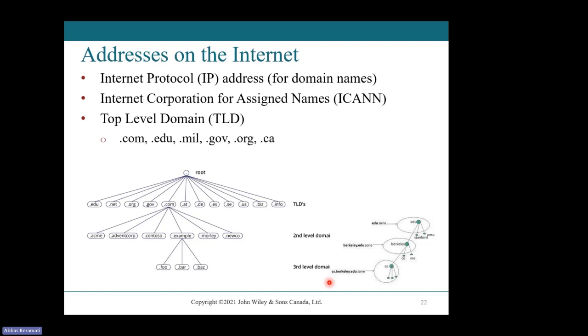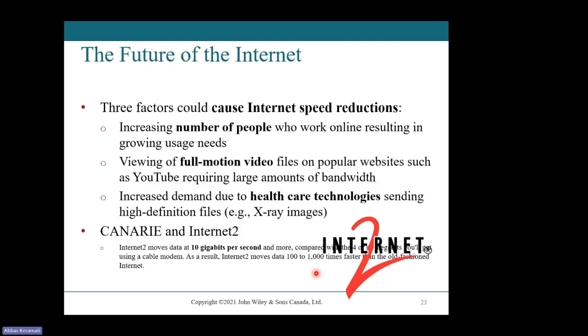For example, Amazon.com or Amazon.ca, that's a top level domain. And then sales.amazon.ca, that's a second level domain. Does it make sense? brocku.ca is a top level domain, and my.brocku.ca is a second level domain. And then we may have one more level, the third level domain as well.